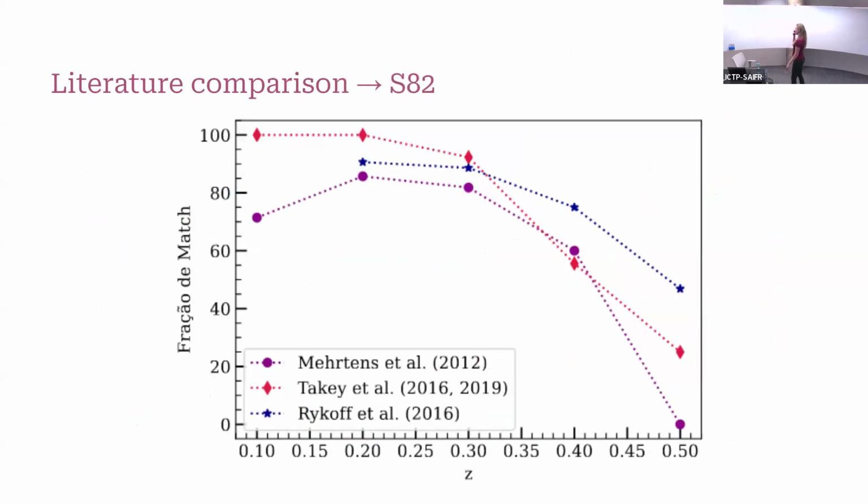And just as I mentioned, the different fractions between 0.4 and 0.5. So we have this incompleteness of the catalog for the higher redshift ranges, which is okay, but we at least know about it. And then you can see that the match fraction is better for these redshift ranges lower than 0.4.